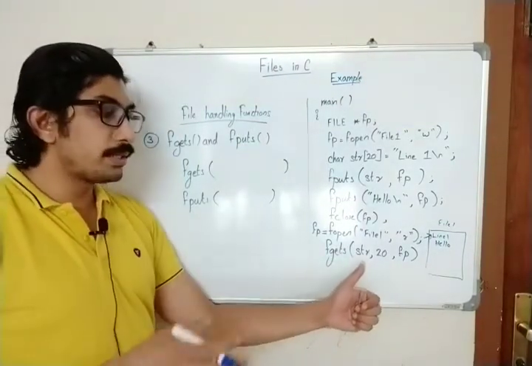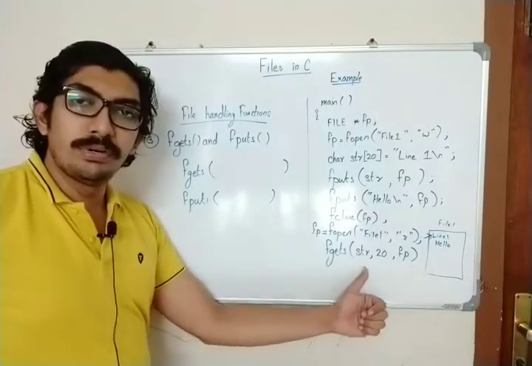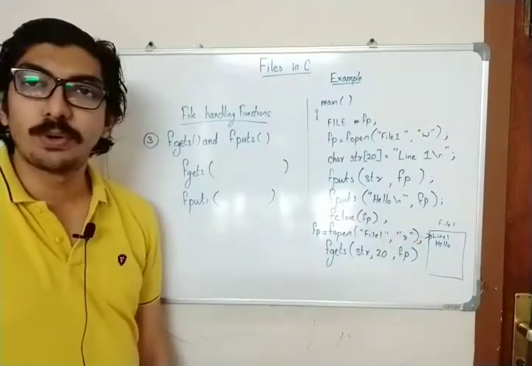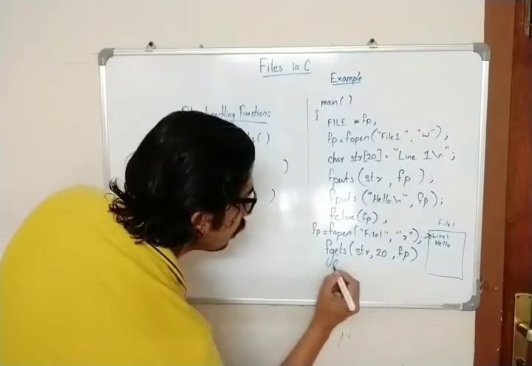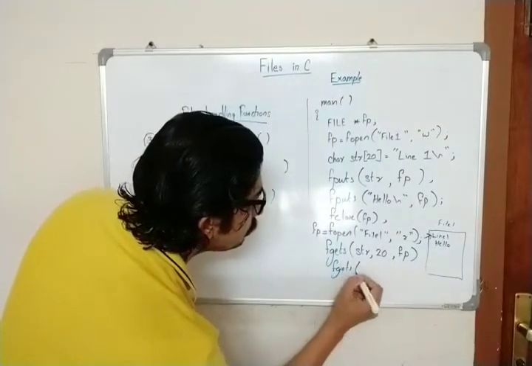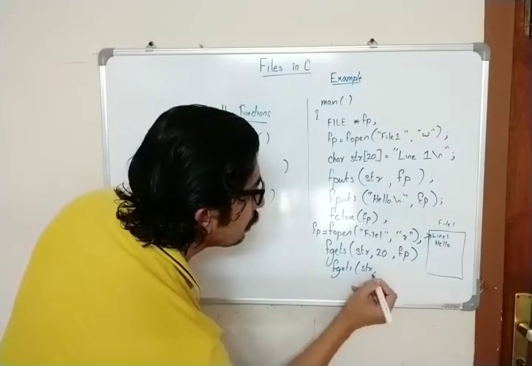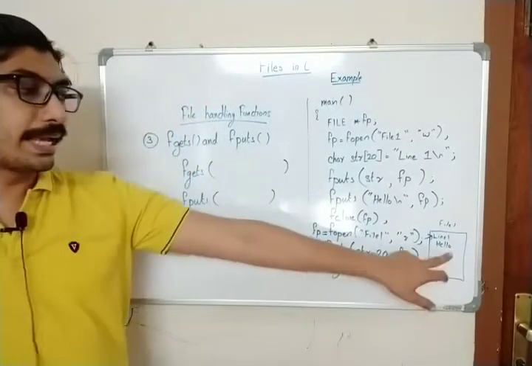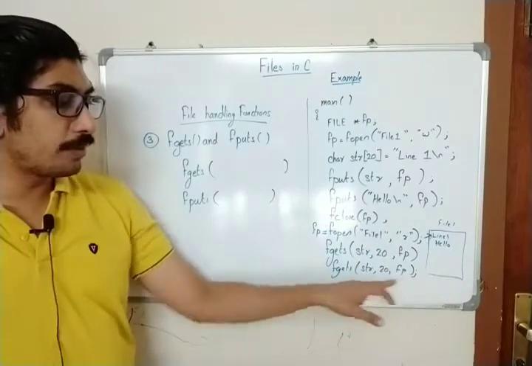Suppose you have to display it in the console, you will write printf %s, comma str. It will give line 1. Again, if you are doing fgets, str, comma 20, comma fp, now the second line will be read, and that will be stored in str.